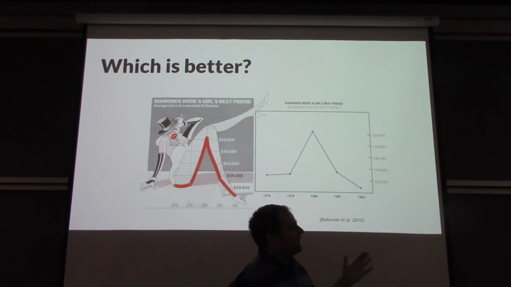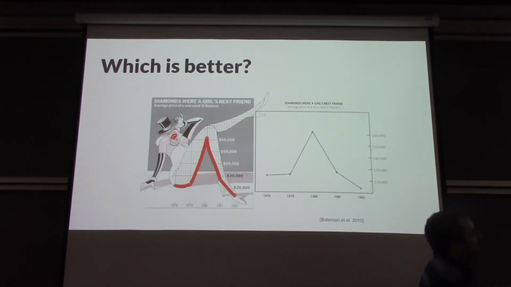And so I'm showing you here one handcrafted visualization with a lot of extraneous elements, where we have a lot of stuff that is not primarily the data, and then a very neutral chart on the right. Which do you prefer?